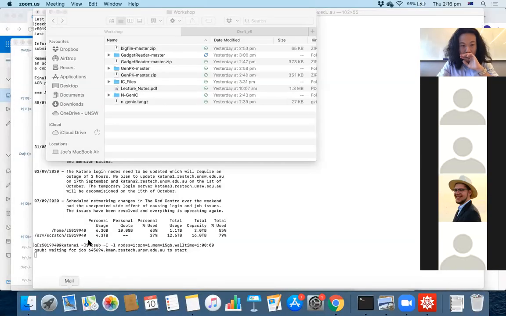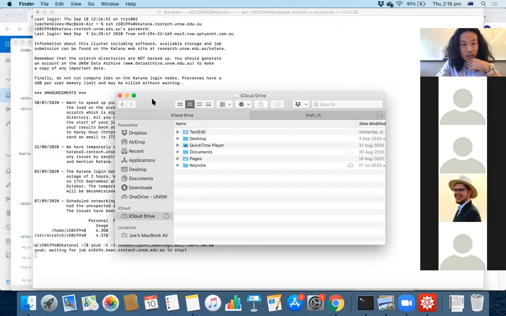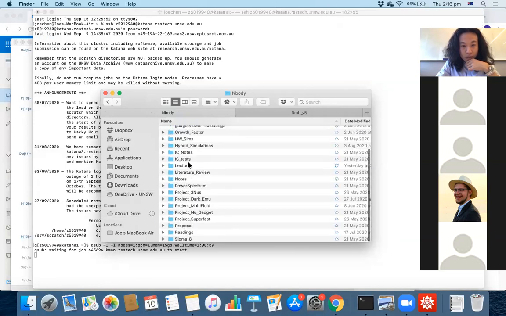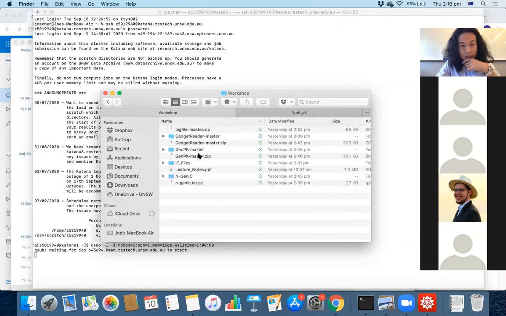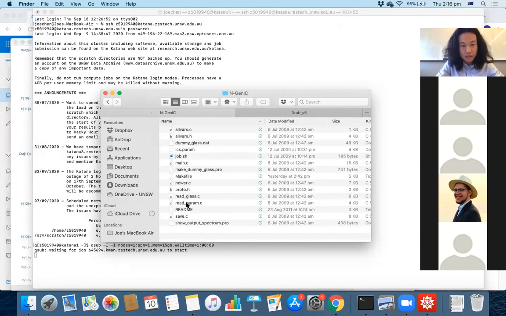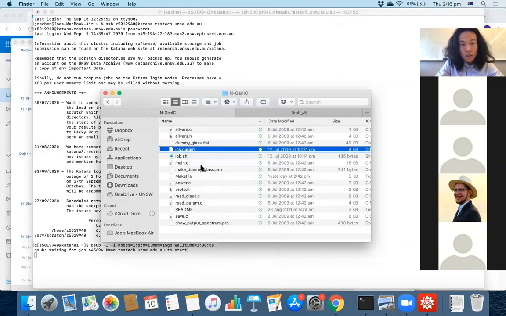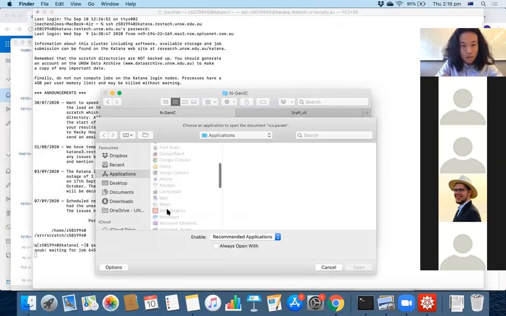So in terms of cosmological parameters, actually, how about let's look at the parameter file. I'll share my screen again. Okay, so in the Ngenic file folder, you will have the ICS.params. That's the parameter file. You can call it whatever you want as long as it ends in .param.